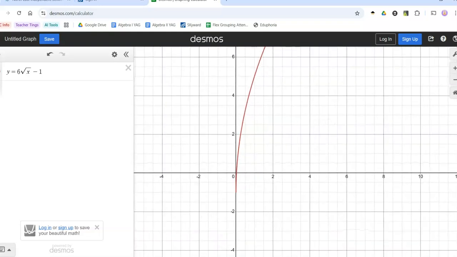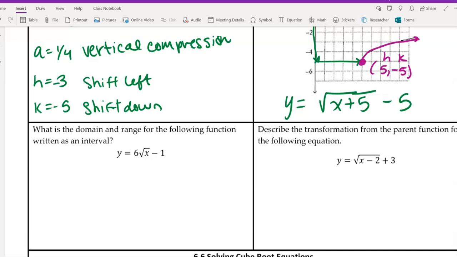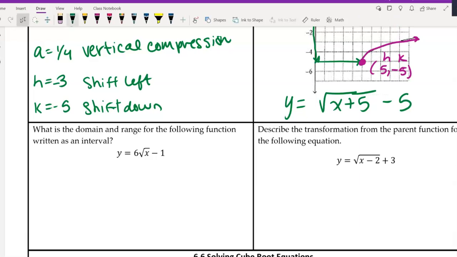So if we're looking, here's our vertex down here. If we're looking at the domain, we say the domain is the x values from left to right. So from the left going towards the right, our lowest x value is at 0. And as we head to the right, our graph also continues to the right towards infinity. So our domain here, this is x left to right. The domain is 0 to infinity.